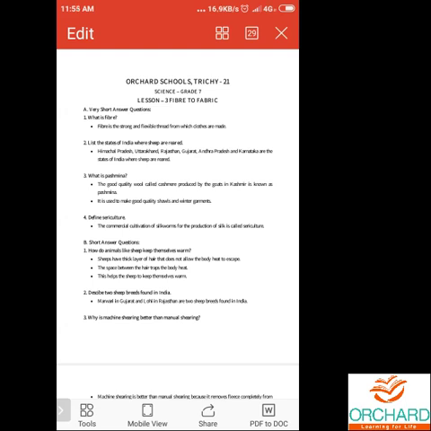Define sericulture. Sericulture, the rearing of silkworms for the production of silk, is called sericulture. Or you can write this definition: the commercial cultivation of silkworms for the production of silk is called sericulture. So these are very short answer questions, one-line answers. Next, short answer type questions. How do animals like sheep keep themselves warm?